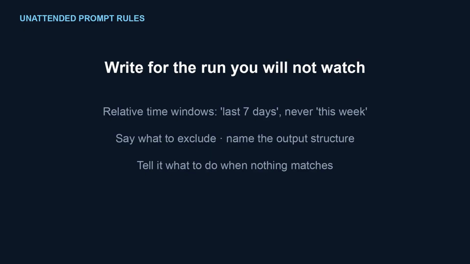4 rules for prompts that run unattended. Use relative time windows. Last 7 days, never this week. Say what to exclude, or the output bloats. Name the structure you want back, and tell it what to do when nothing matches, so a quiet week returns a clean confirmation instead of noise.